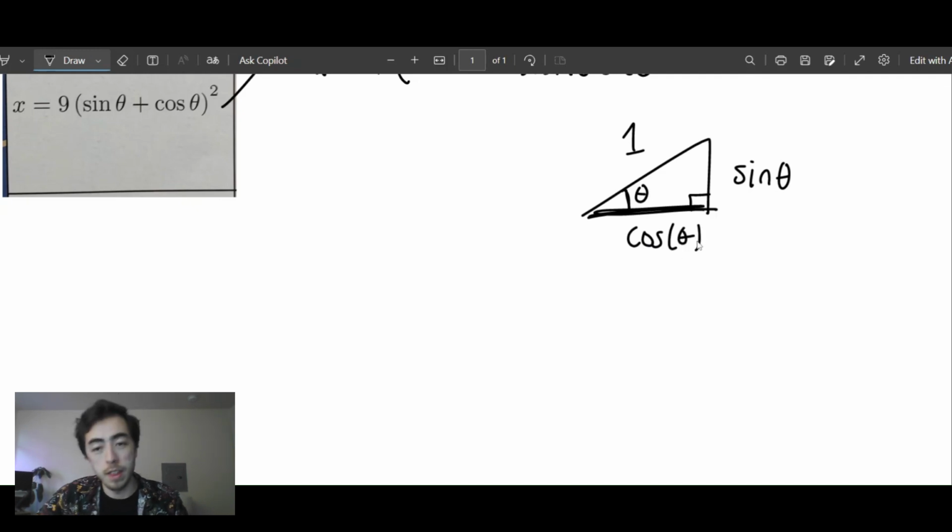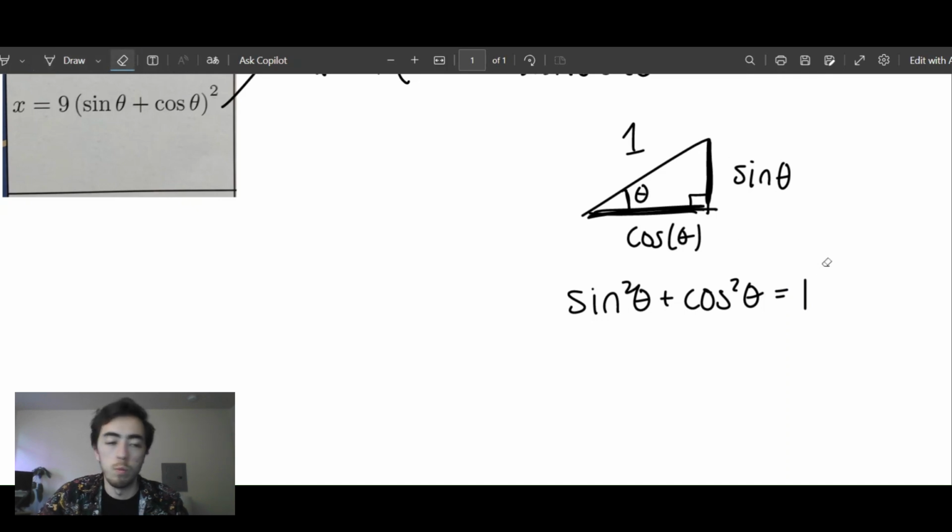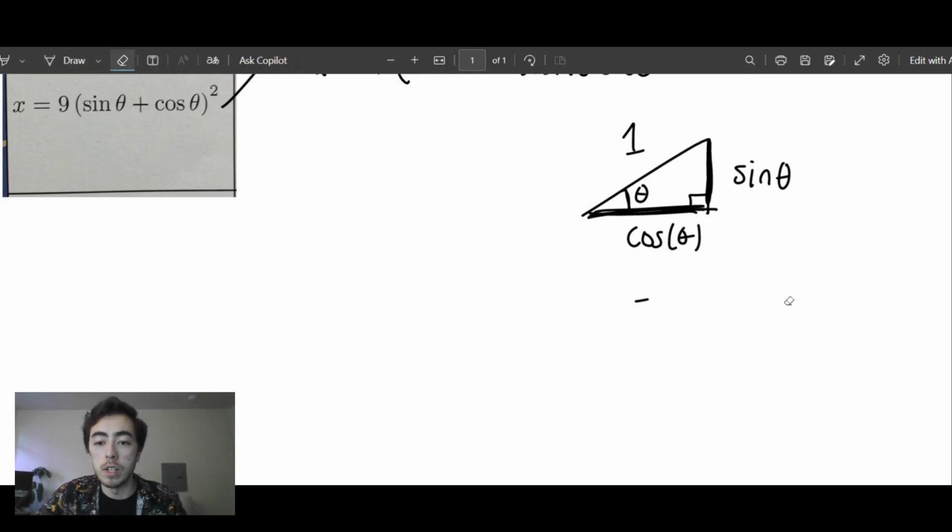Now, if you remember the Pythagorean theorem, we can do a squared plus b squared equals c squared. So squaring this distance plus squaring this distance down here is equal to c squared. And 1 squared is just 1. So it does not matter what that angle measurement is. Anytime you see sine squared plus cosine squared, it's always going to be 1. So that being said, we can use that up here.